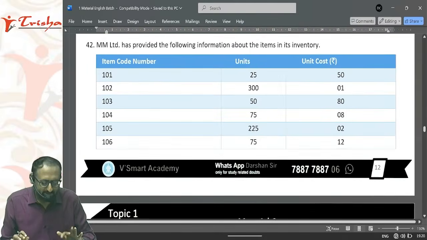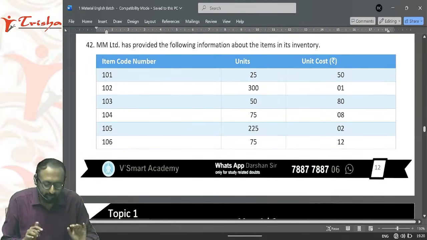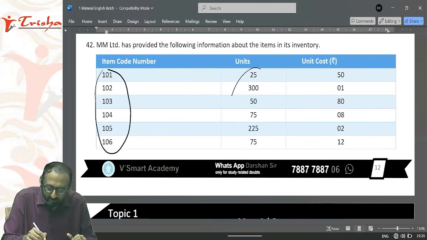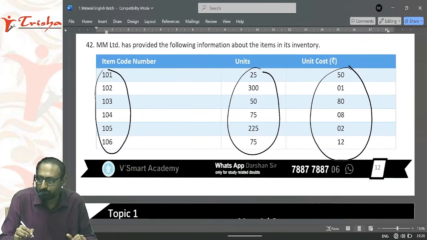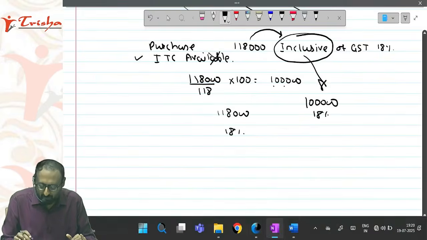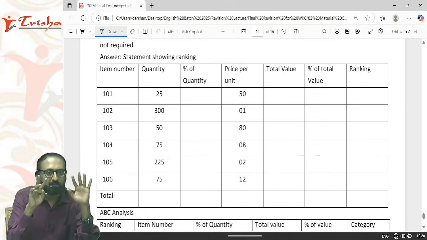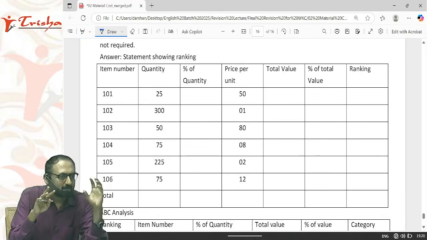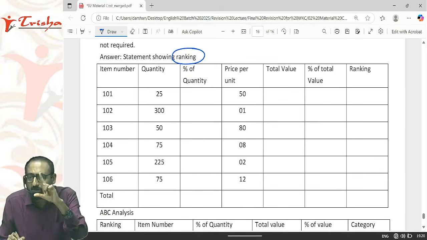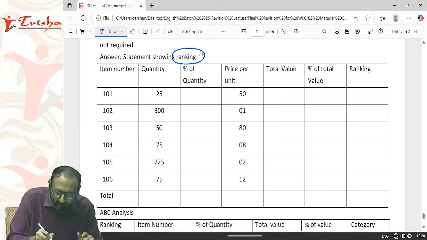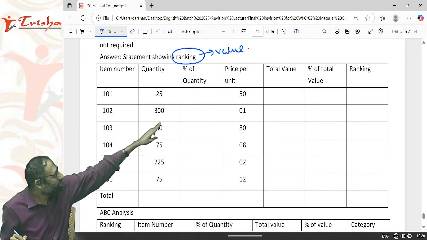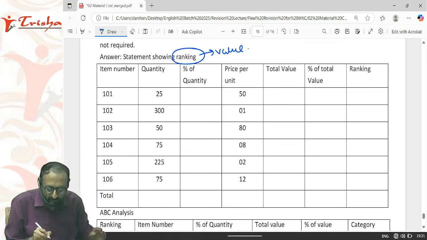I want to calculate ABC analysis for this question. How many items are given? Items 101, 102 to 106. Units are given and unit cost is given. ABC analysis will be divided into two parts. In the first part, you will give ranking. Ranking will be given on the basis of value. Take a total of this quantity, 750.